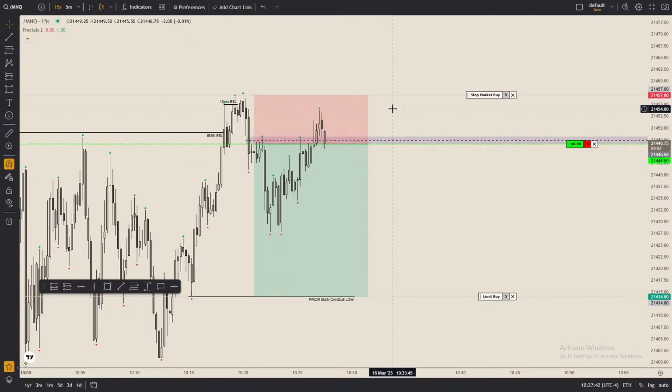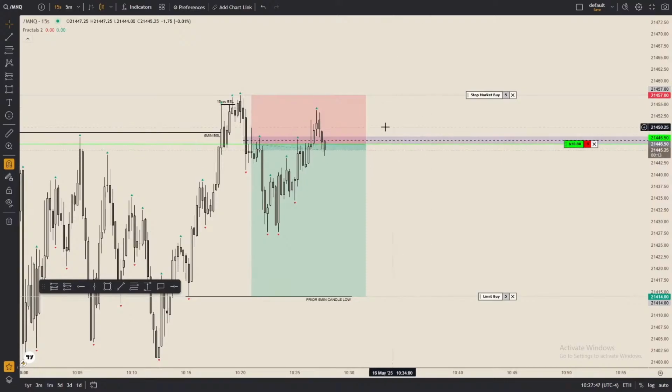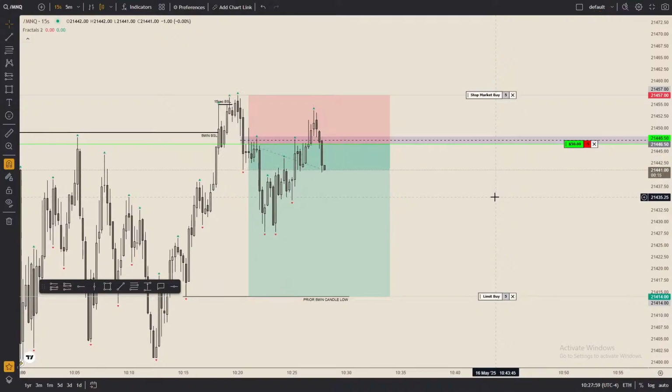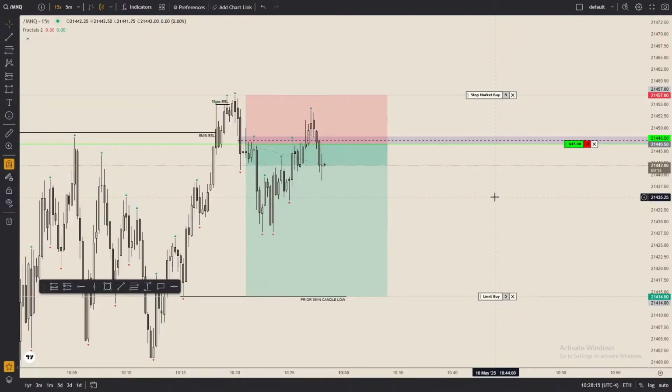And the only time I ever go to break even is if we take, say for example, I'm targeting 21,400 and we get down to 414, which is the first target that I want. Then I'll go to break even if I'm holding runners or something like that. But if I haven't taken any profits yet, there's no reason to go to break even yet.